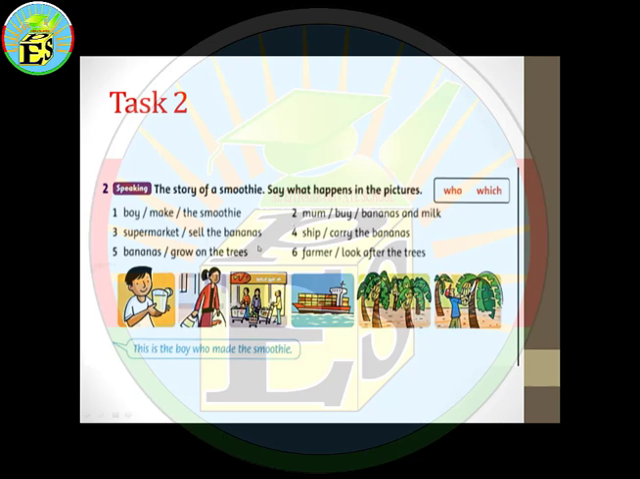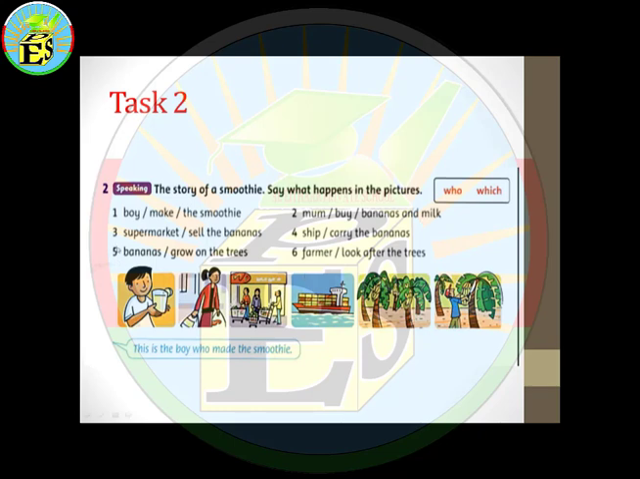Let's move to the second picture, picture number 2. And here the words that we have are mom, buy, bananas, and milk. So let's try to form a full sentence using a relative pronoun for this picture. We will say, this is the mom who. Why do we use who? We said that we use who with people, and mom is people, right? So this is the mom who bought bananas and milk.